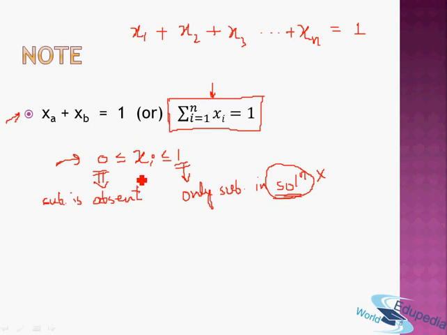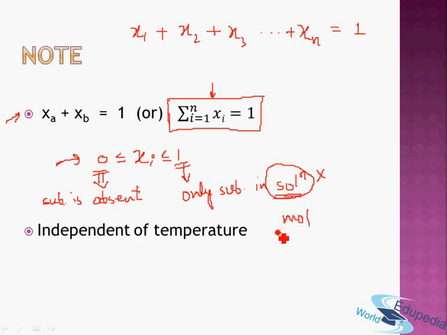Once we have figured out these two points, let's move on to the next: mole fraction is independent of temperature. It is quite obvious. It is a pure number, because the numerator contains moles of one quantity and the denominator contains moles of another quantity. And moles represent the number of particles, and the number of particles in a closed container does not get changed by temperature.